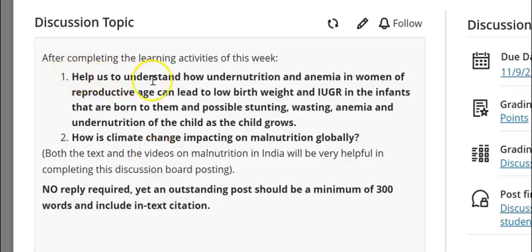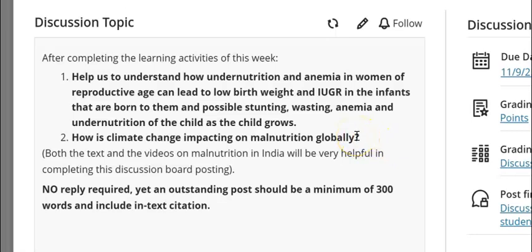Number 1, help us to understand how undernutrition and anemia in women of reproductive age can lead to low birth weight and IUGR in the infants that are born to them, as well as possible stunting, wasting, anemia, and undernutrition of the child as the child grows. So you're going to want to make sure that you understand what IUGR is, and you're going to want to read that in your text. So read that a couple of times before answering it.